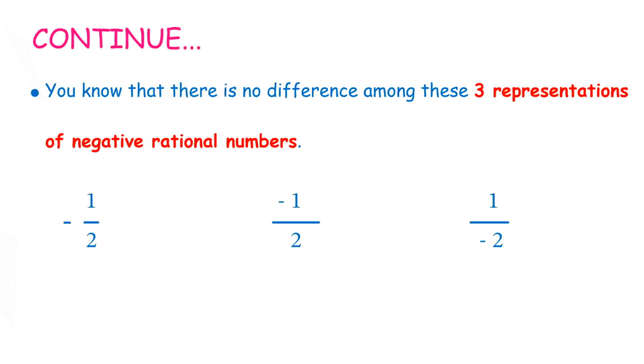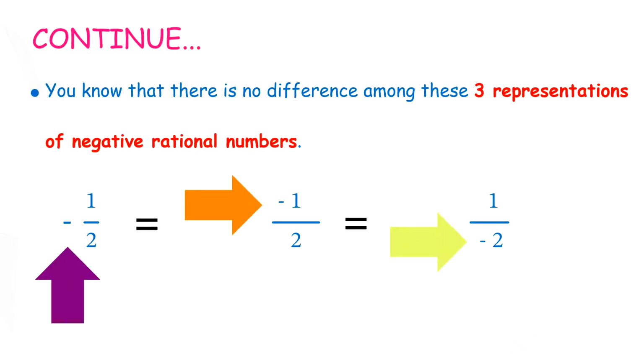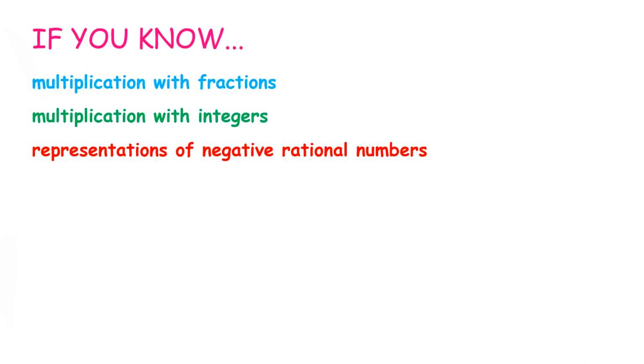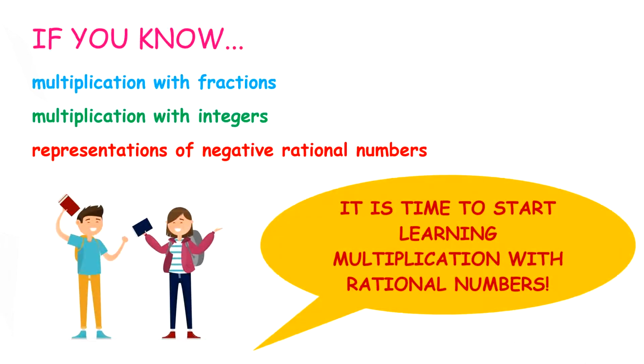There is no difference among these three representations of negative rational numbers. All of them are equal to each other. The place of negative sign does not change the value of this rational number. If you remember the issues that I mentioned, it is time to start learning multiplication with rational numbers.